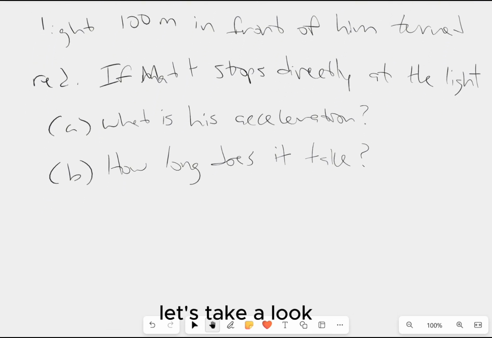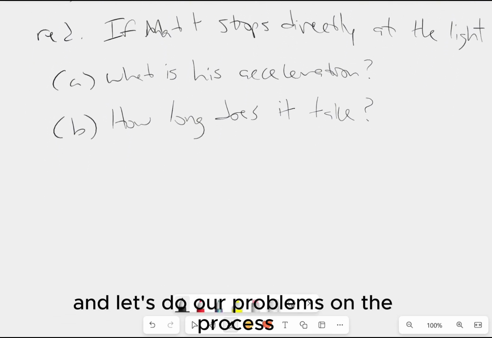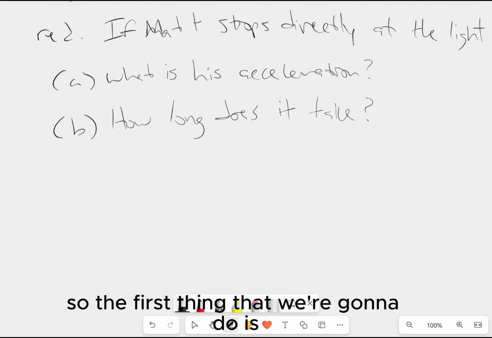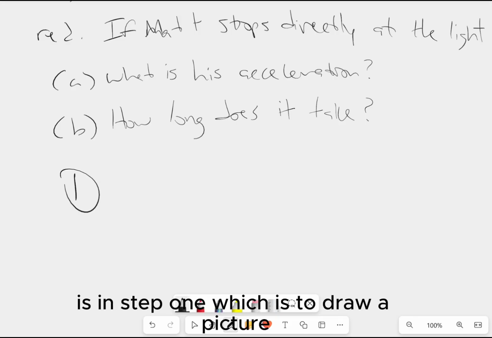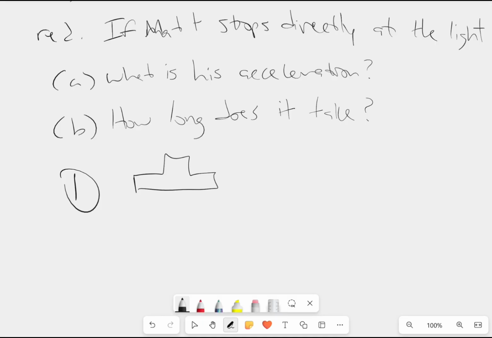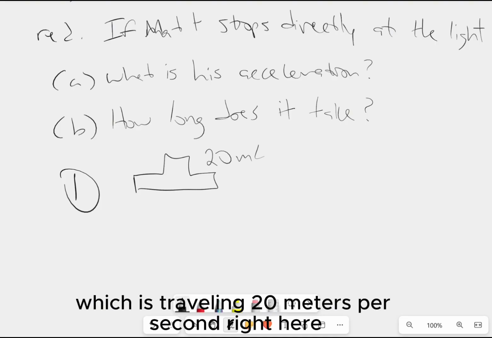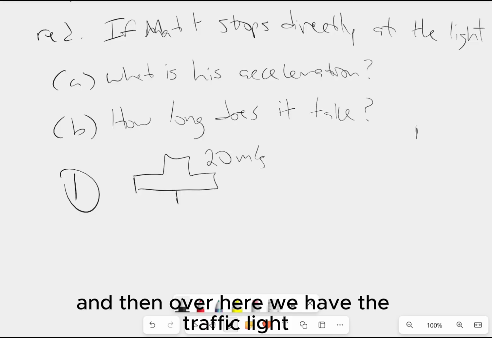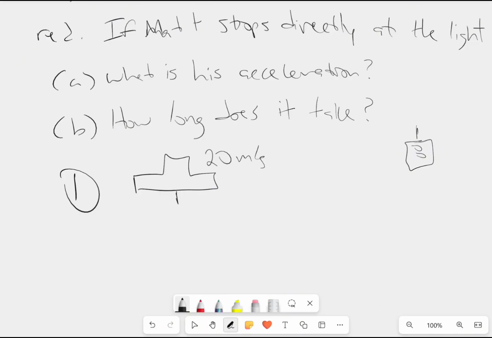So now that you've done it, let's take a look, and let's do our problem-solving process. The first thing that we're going to do in step 1 is to draw a picture. So we're going to draw a car here, Matt's car, which is traveling 20 meters per second, right here. And then over here, we have the traffic light.